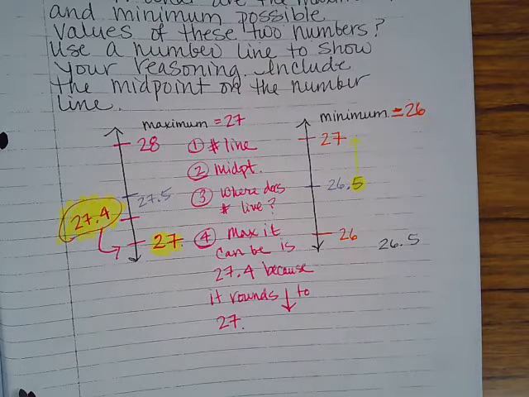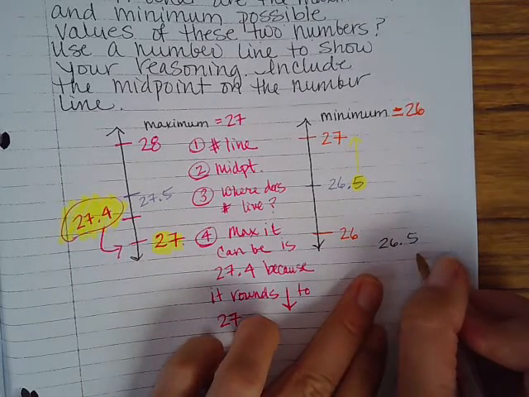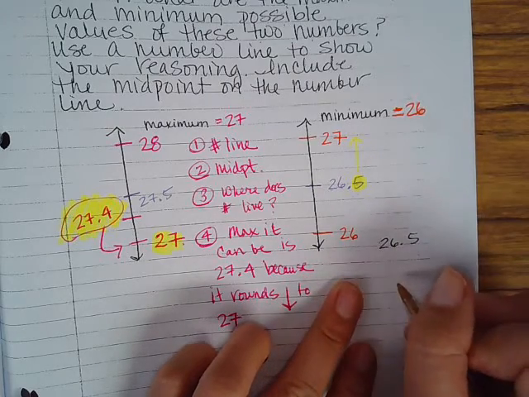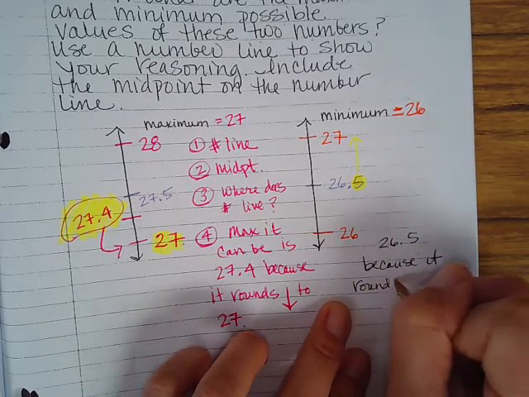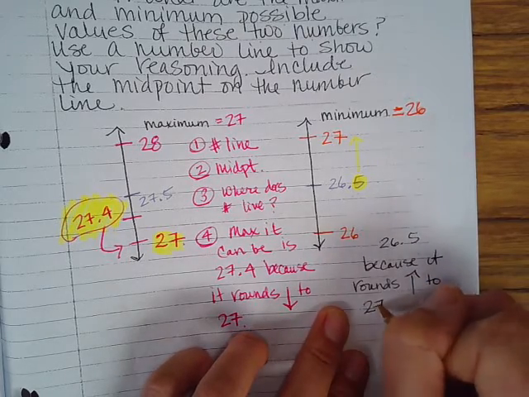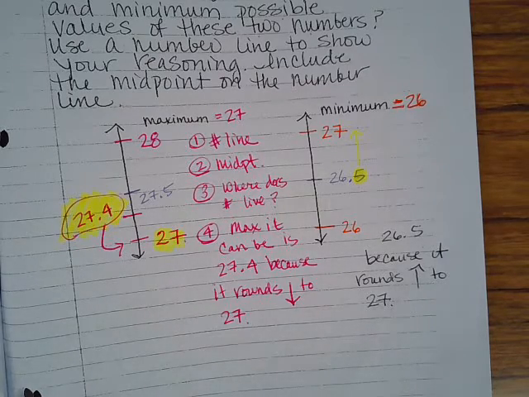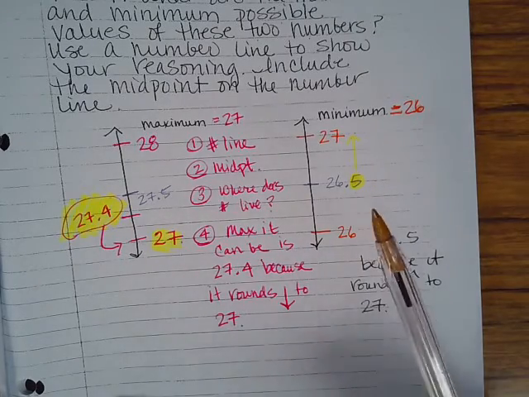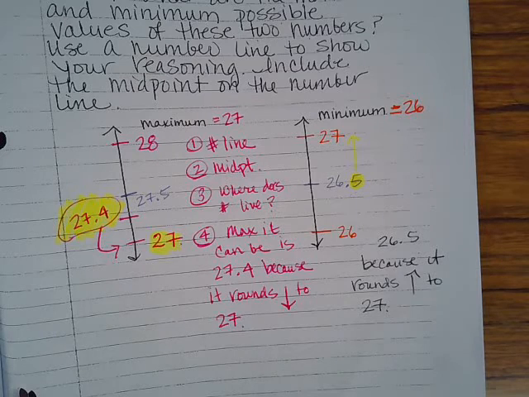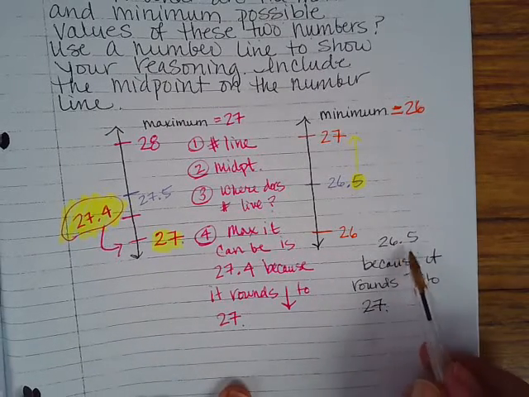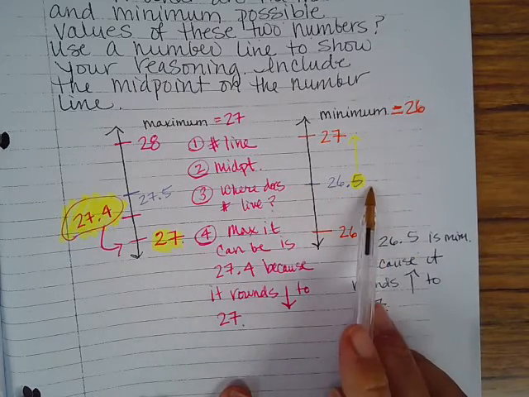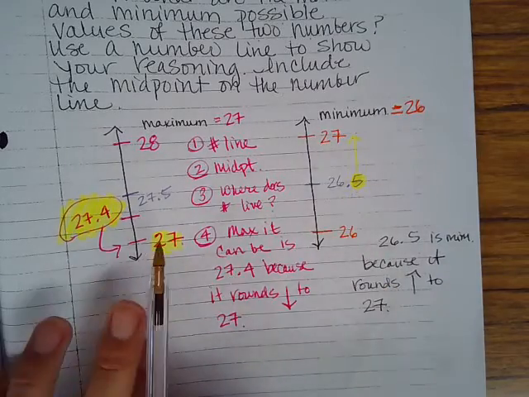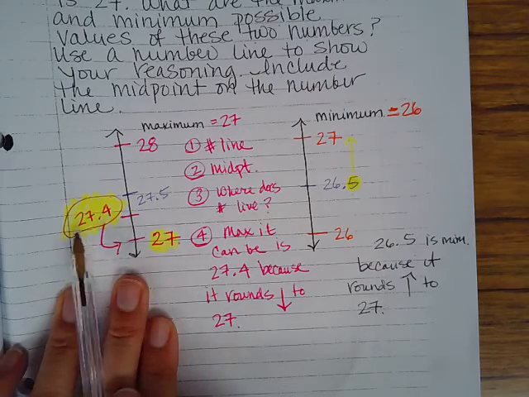Exactly. So I'm going to start recording again. 26.5. The minimum it could be is 26.5 because it rounds up to 27. It took me a minute to wrap my head around minimum and maximum, and you have to keep talking to yourself to work this out. So 26.5 is the minimum it would have to be in order to round up to 27. The maximum it could be to round to 27 is 27.4.